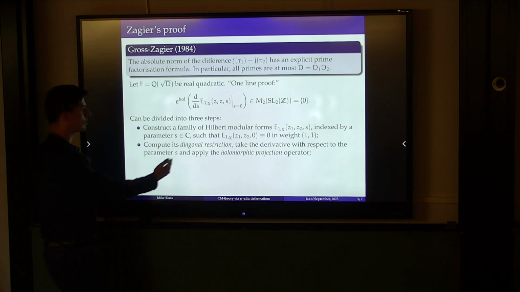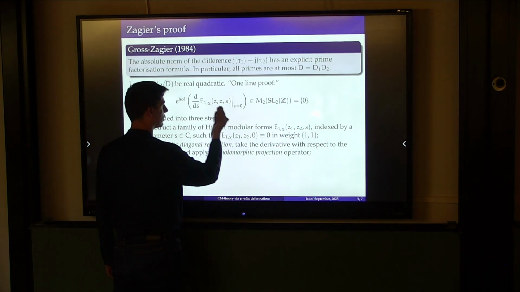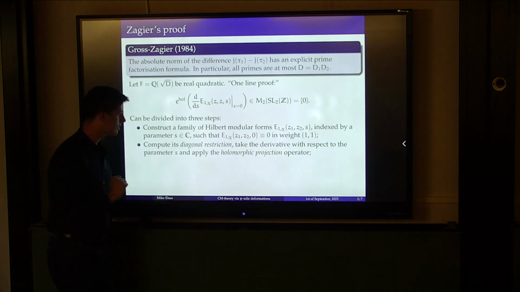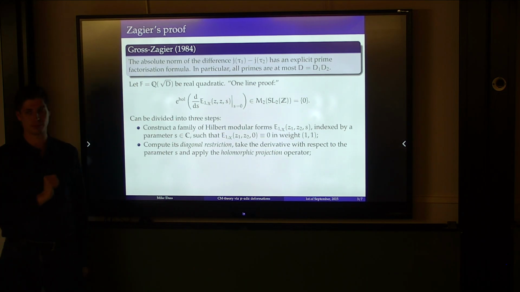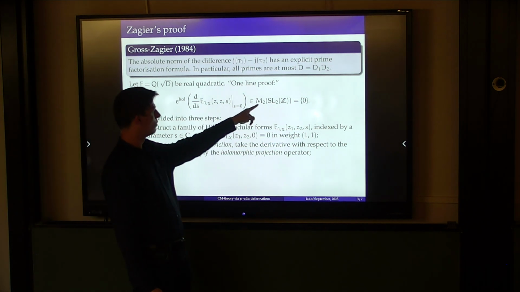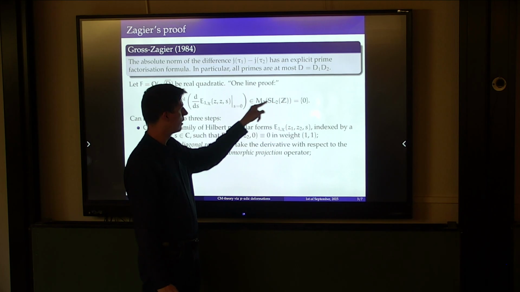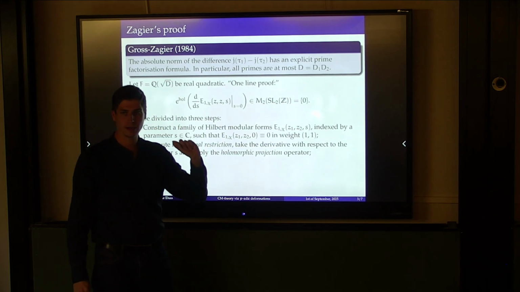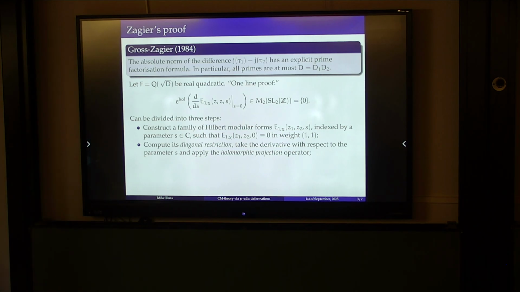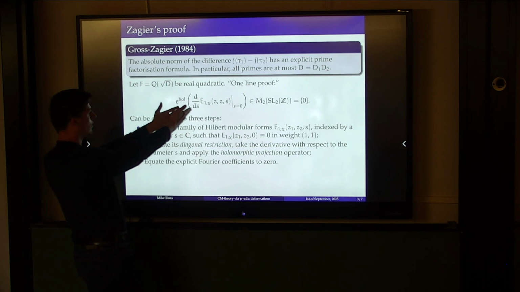And then I apply a couple of operations. So I take a diagonal restriction, which just means I plug in z1 equals z2. I take the derivative with respect to s, and then I apply something called the holomorphic projection operator. And then, after I've done all this, I land in weight 1 plus 1 equals 2. I have no level, I am holomorphic, and therefore I am 0.